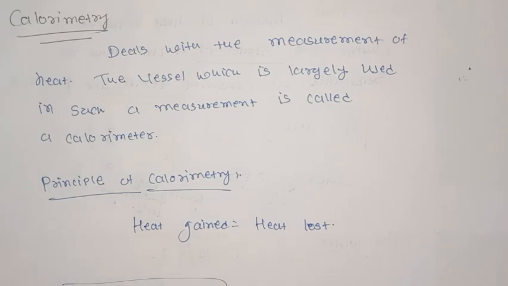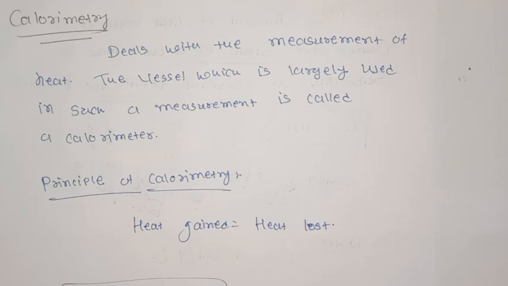Now, based on the quantities that we have learned about heat, that is specific heat, molar specific heat, latent heat, etc., let us understand calorimetry. As we know, heat is a form of energy and as such is a measurable quantity. Calorimetry deals with the measurement of heat. The vessel which is largely used in such measurement is called a calorimeter.